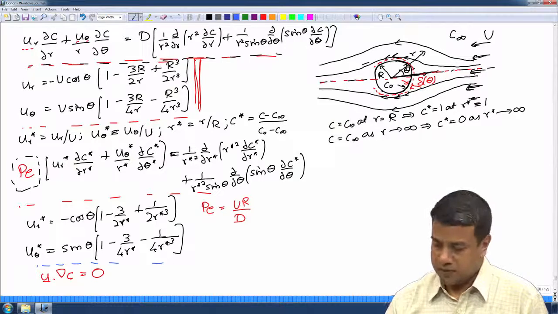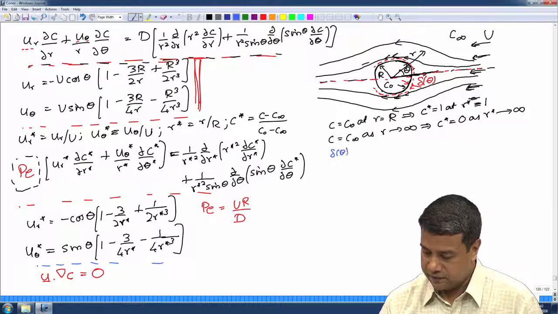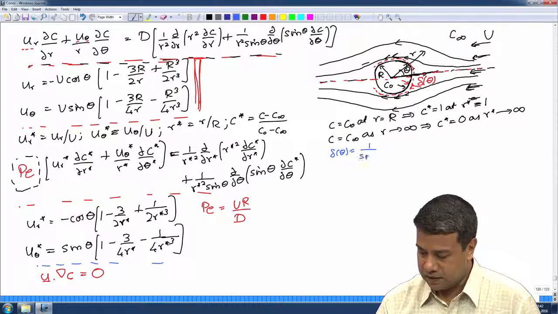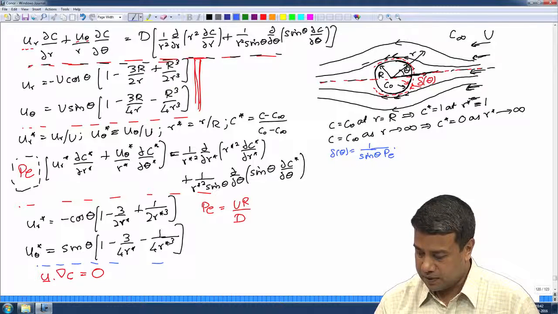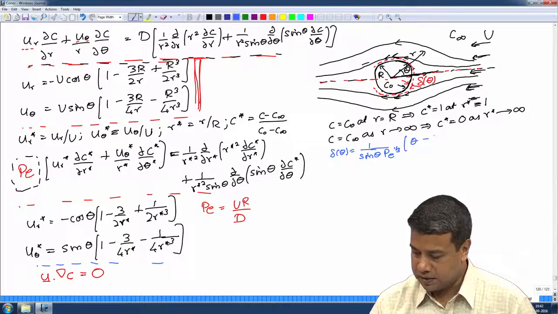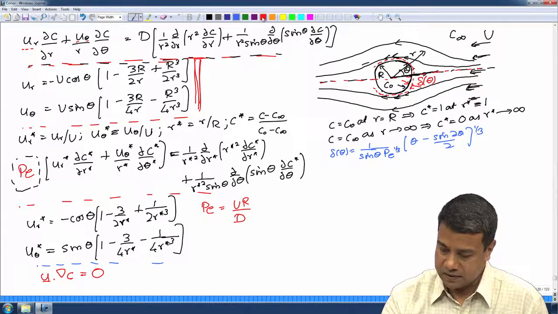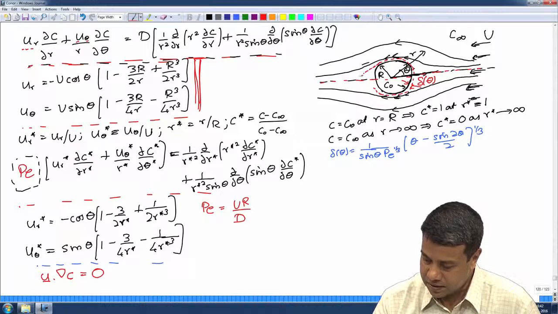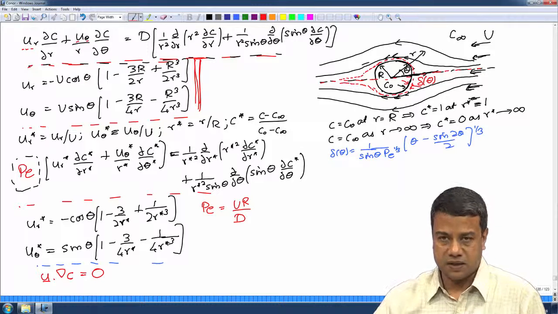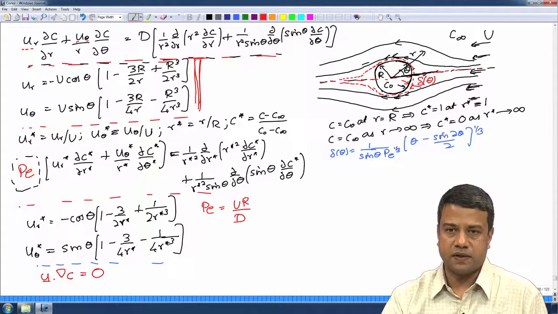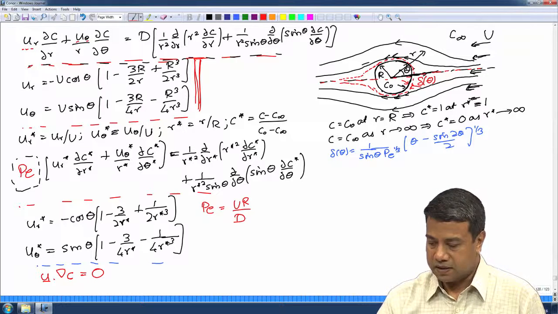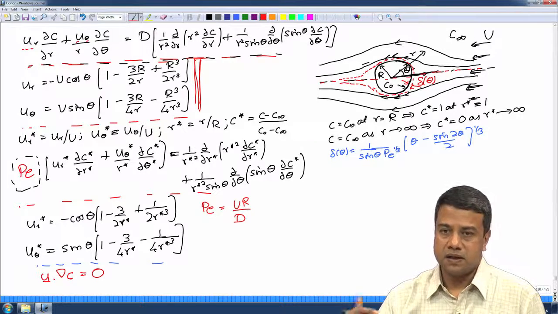Note that my boundary layer thickness was of the form delta of theta is equal to 1 over sin theta, Peclet number power 1/3, into theta minus sin 2 theta by 2, whole power 1/3. At theta equal to pi, this thing goes to infinity, and that is why when I initially drew the boundary layer, I was careful not to extend it to the downstream section, because at the downstream side you have a concentration wake where the boundary layer thickness goes to infinity. In this particular case, when the boundary layer thickness goes to infinity, the assumption that we had made that delta is small is no longer valid.